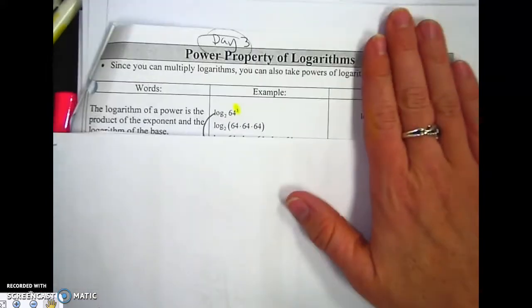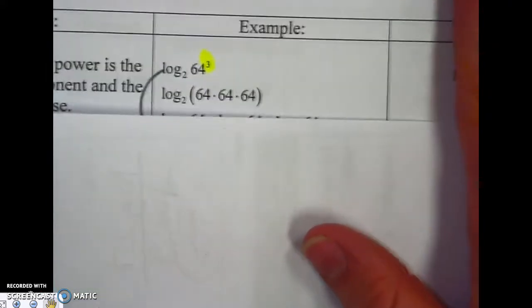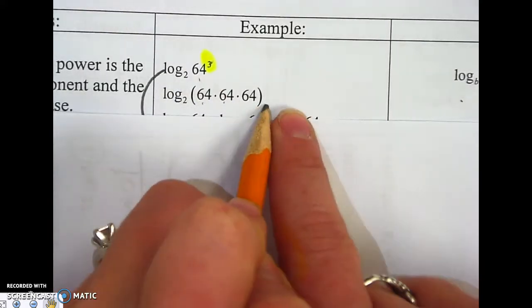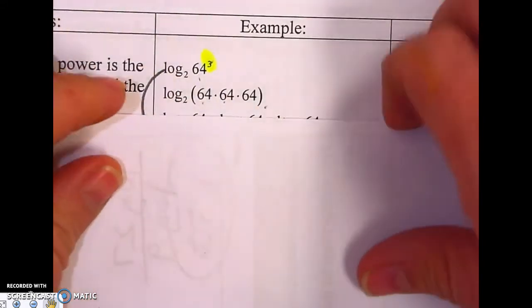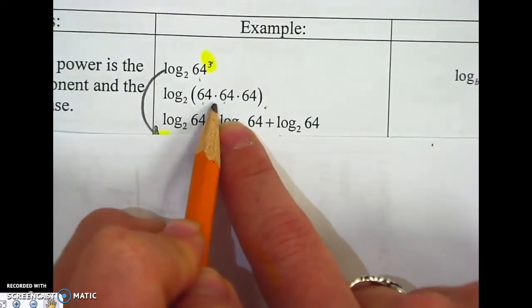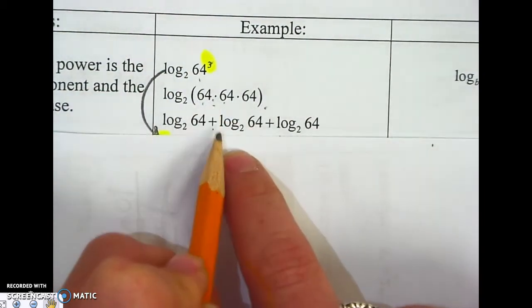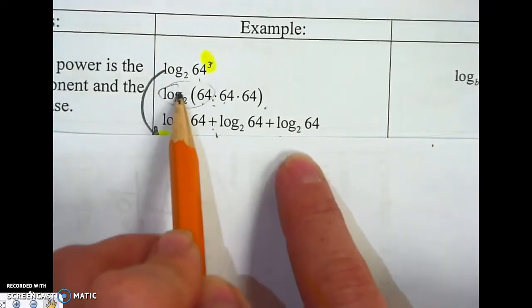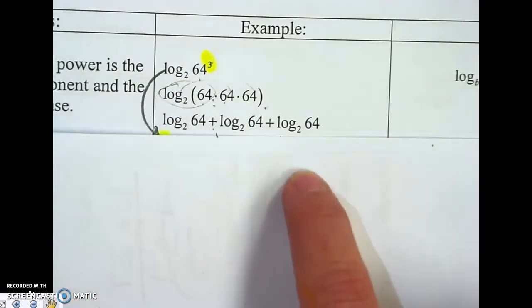So let me zoom in a little bit. If you look here, 64 to the third means 64 times 64 times 64. Then if you break it down even more, remember when you're multiplying logs, it means you're adding. So it's like backwards distribution. So it's log 64 plus log 64 plus log 64.